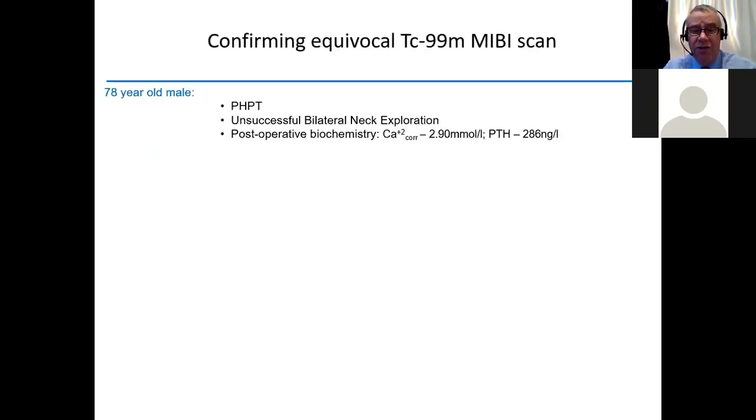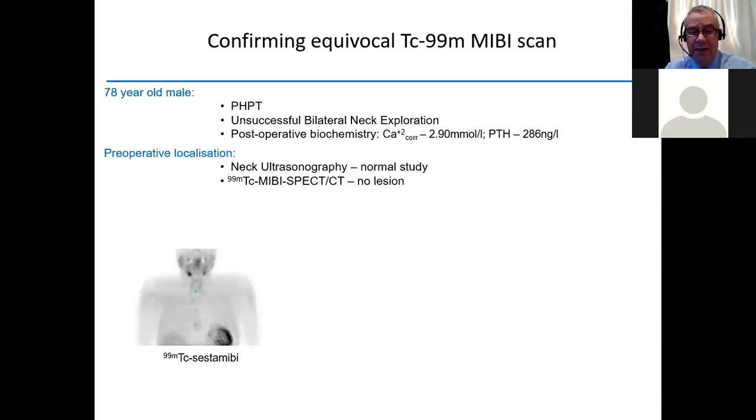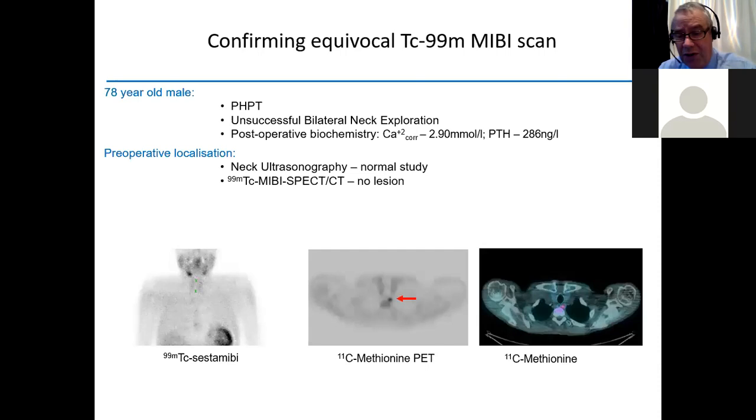So just to show you some examples, this is a 78-year-old person with a calcium just above the upper limit of normal. 2.8 is the upper limit for us, so 2.9 is above it, but quite a high PTH at 286. It shouldn't really be more than about 80. Had a neck ultrasound, and this is the MIBI. We've only got the planar image, but the SPECT-CT was also negative. And the C11 methionine was done. And if you notice very carefully, the reason they couldn't find the parathyroid adenoma on ultrasound is because it's not in the neck, it's behind the trachea.